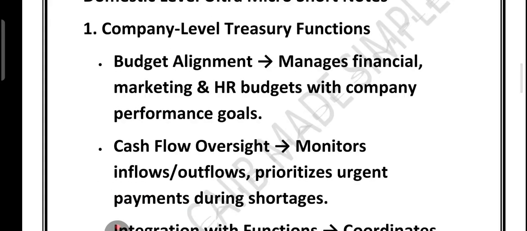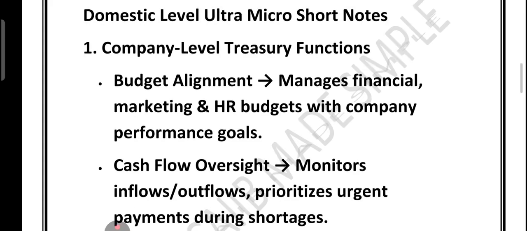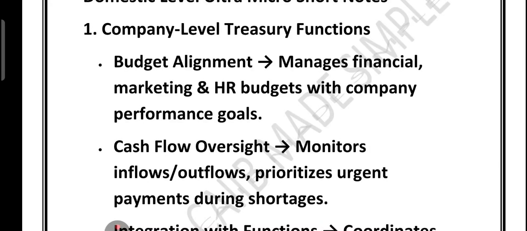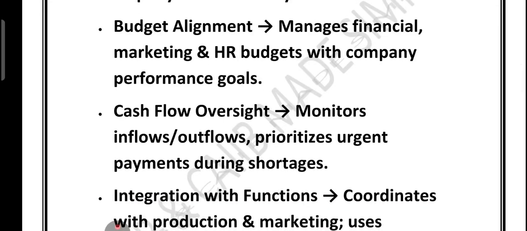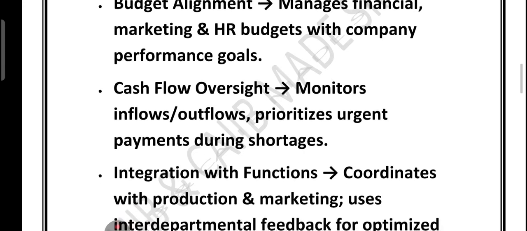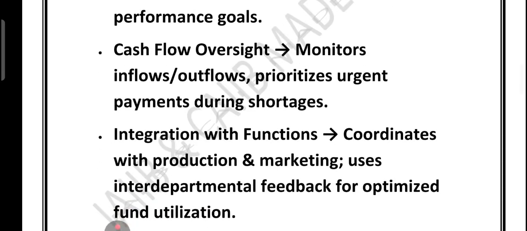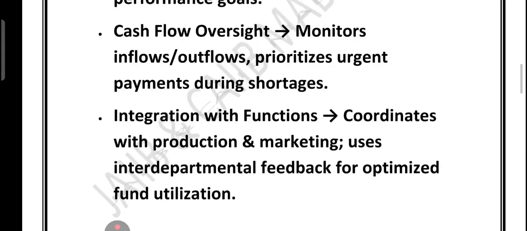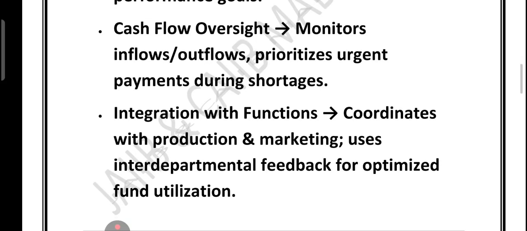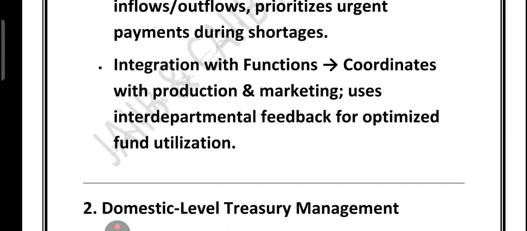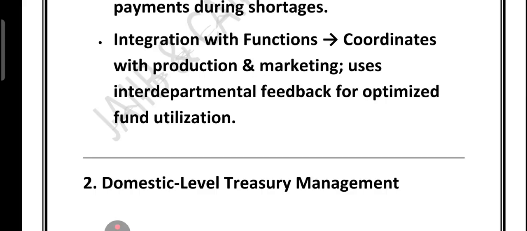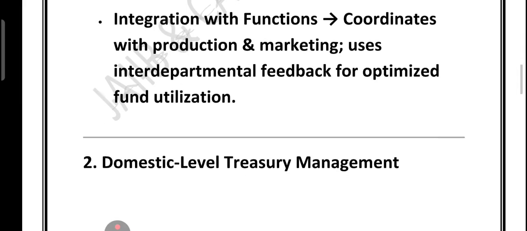At the company level, treasury ensures that money flows efficiently and supports all operations, like budget alignment. So treasury manages financial, marketing, and HR budgets, and ensures that they match the company's performance goals. Then treasury management constantly monitors the money coming in and going out. During a cash shortage, it prioritizes urgent payments to keep operations running smoothly. And treasury works closely with the production and marketing teams. It takes feedback from different departments to ensure that funds are used optimally.